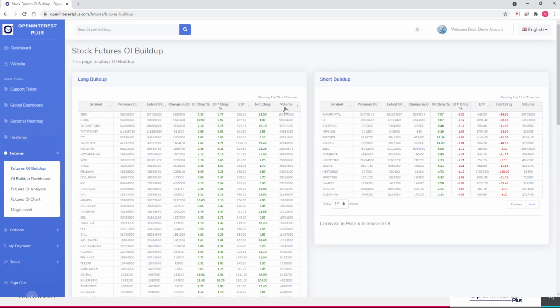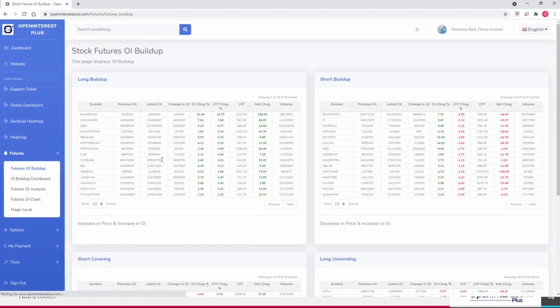So you can sort based on whatever information you want to look at. By default, when you click on future OI buildup, it is sorted on price, and then on the OI change percent. The top 5 is something you can keep in your watch list and look at long buildup, especially when there are more stocks under the long buildup. So you can look at stocks for buying, and if there are more stocks under short buildup, you can look at them for shorting.